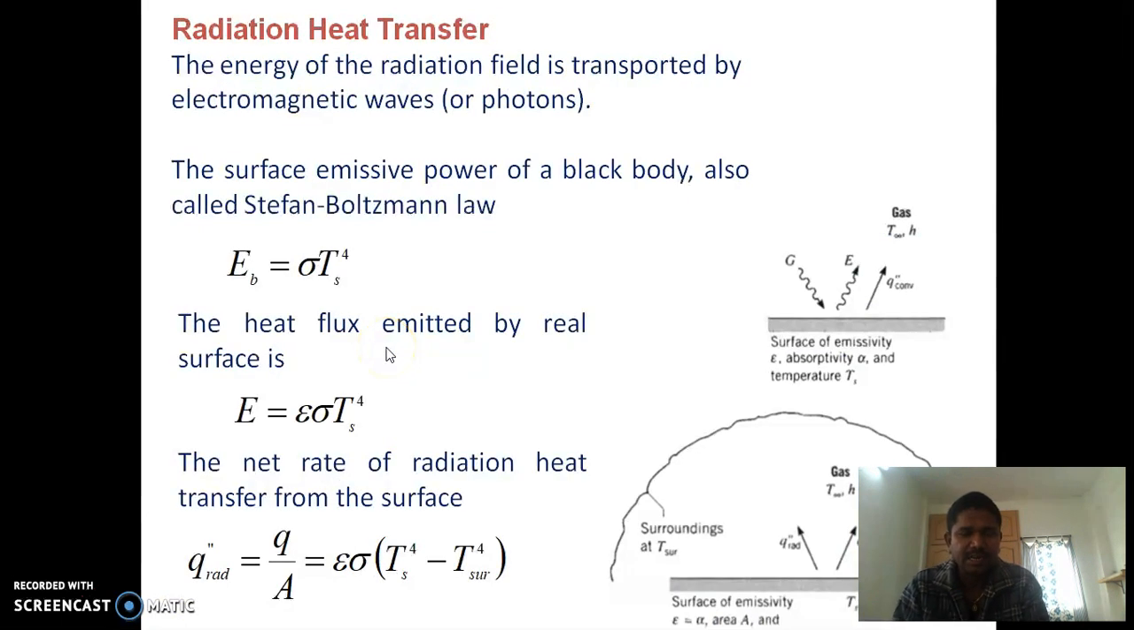Now let us see radiation heat transfer. The energy of radiation field is transported by electromagnetic waves or photons. The emissive power of a black body, also called Stefan Boltzmann law, emissive power of black body is equal to sigma into Ts to the power of 4. Heat flux emitted by real surfaces, epsilon sigma Ts to the power of 4. Epsilon is emissivity. The net rate of radiation heat transfer from the surface between two surfaces is epsilon sigma Ts to the power of 4 minus T surroundings to the power of 4. Okay. This is the diagram we can observe. These are the three modes of heat transfer.